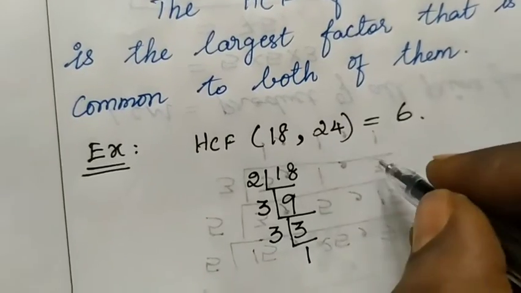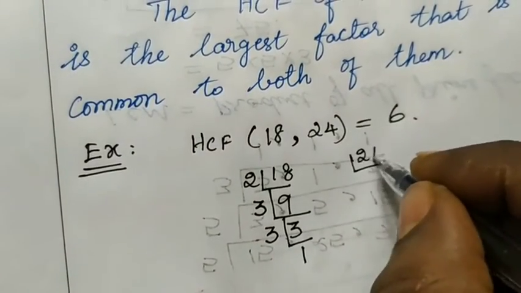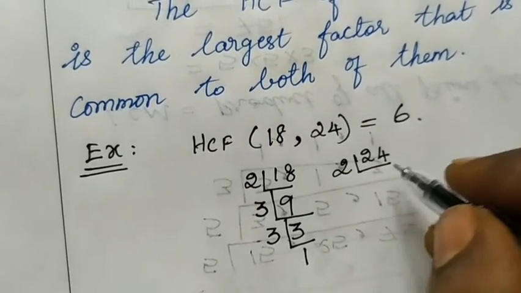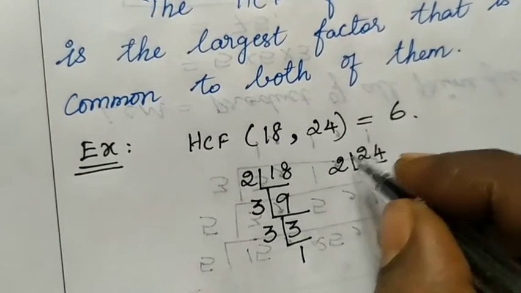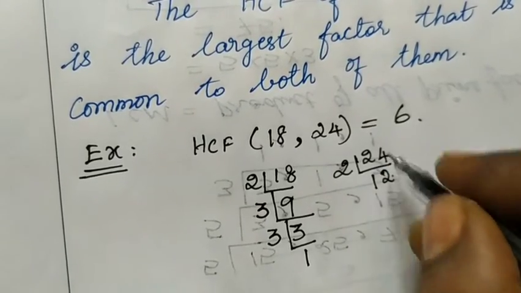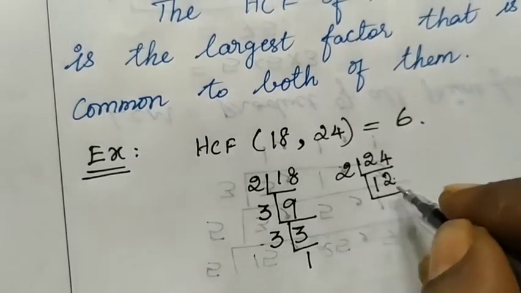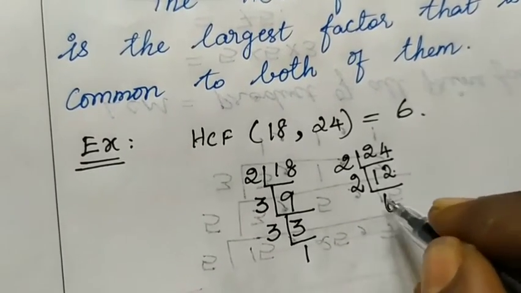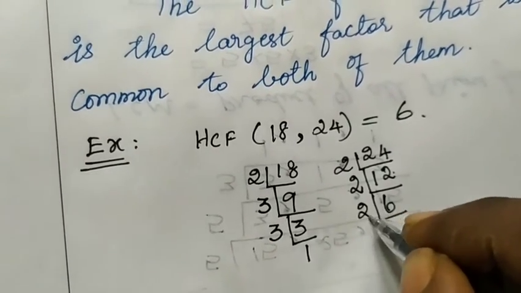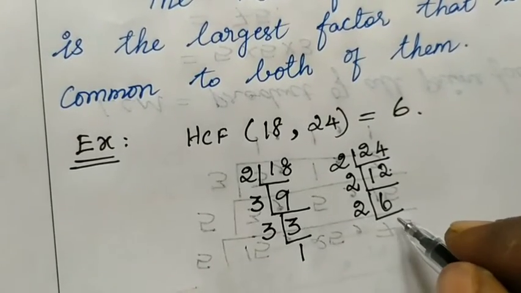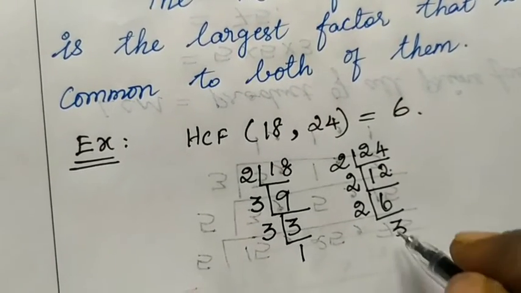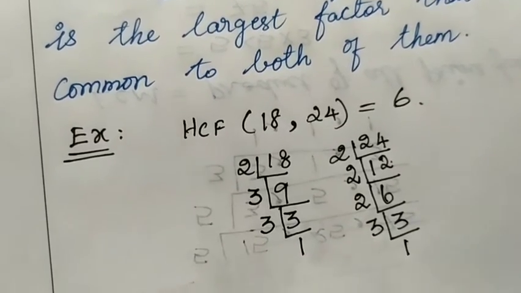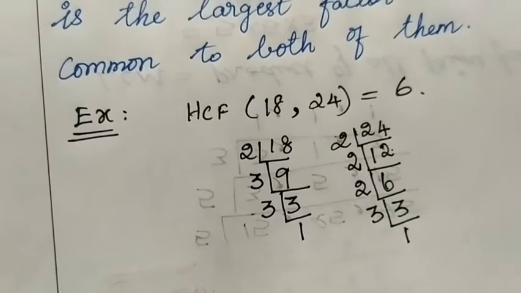Next we take the second number, 24. 24 also comes in the 2 table. How many times? 1 2 is 2, 2 2s are 4, so 12 times. Next this number also comes in the 2 table. How many times? 6 2s are 12. Next again this 6 comes in the 2 table, so 3 2s are 6. Next again the 3 comes in the 3 table, 1 3 is 3. Can you understand this?